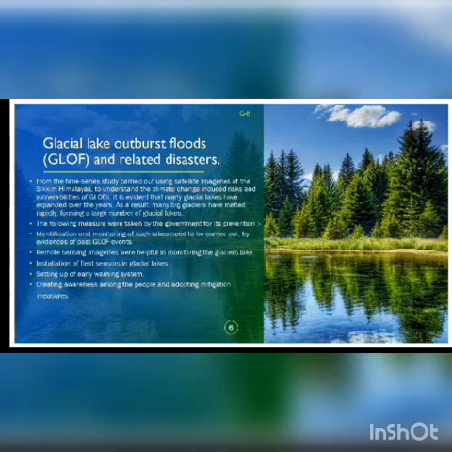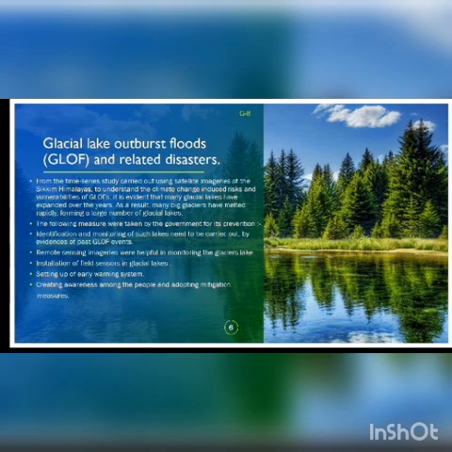Glacier lake outburst floods, GLOF, and related disasters. A time series study carried out using satellite imageries of the Sikkim Himalayas to understand the climate change induced risk and vulnerabilities of GLOFs shows that many glacial lakes have expanded over the years. As a result, many big glaciers have melted rapidly, forming a large number of glacial lakes. The following measures were taken by the government for its prevention.